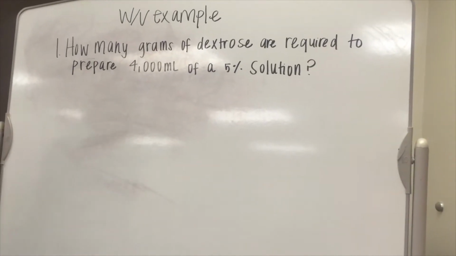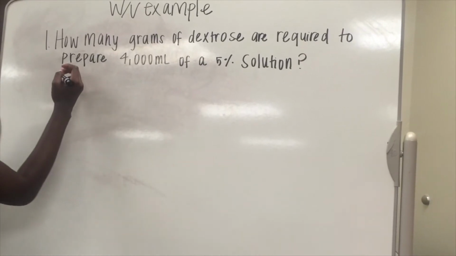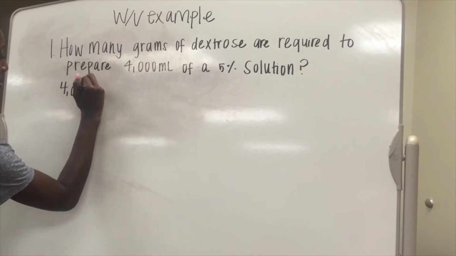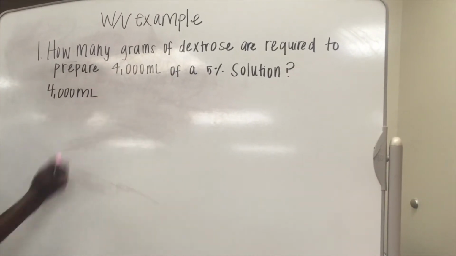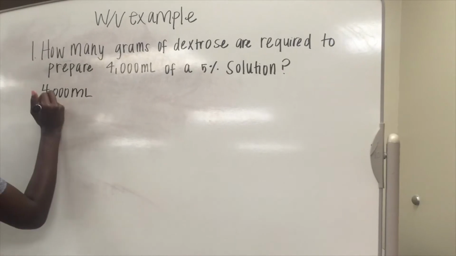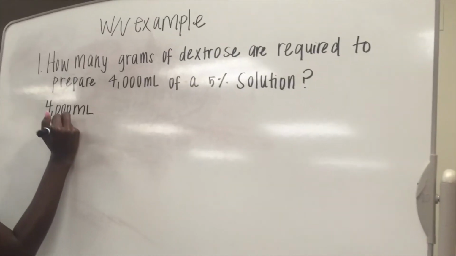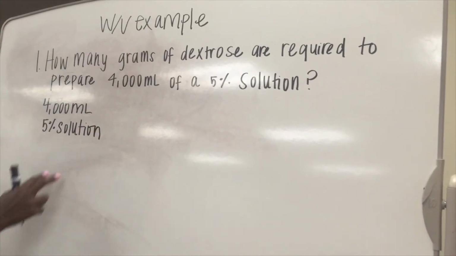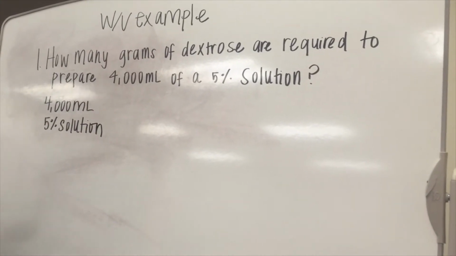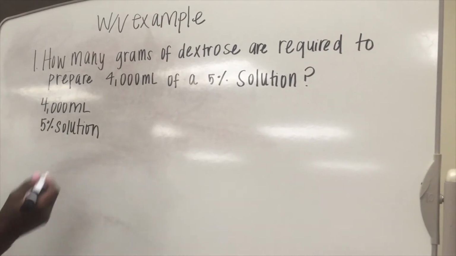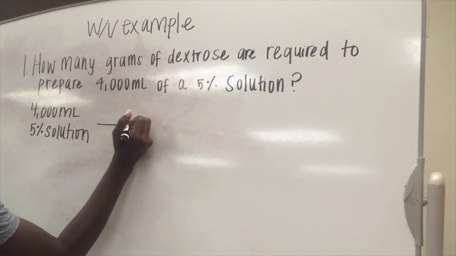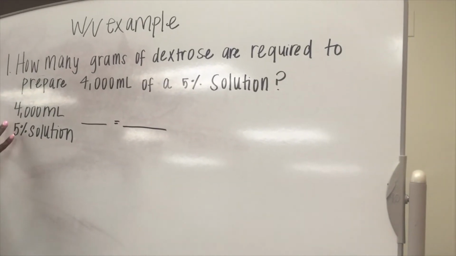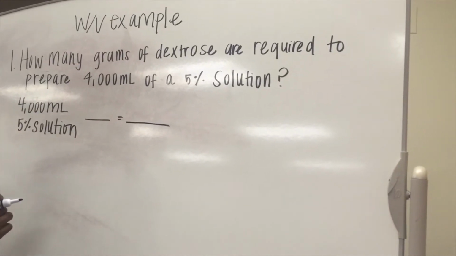So using our steps, we're going to write down what we're given. We're given the 4,000 milliliters, and we're given the fact that it's going to be in a 5% solution. Those are our givens. The second step is to make a proportion. We all should remember that proportions look like this. The first given that we have is 4,000 mLs.